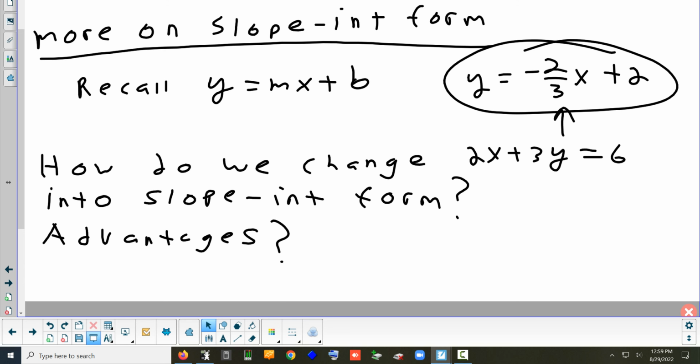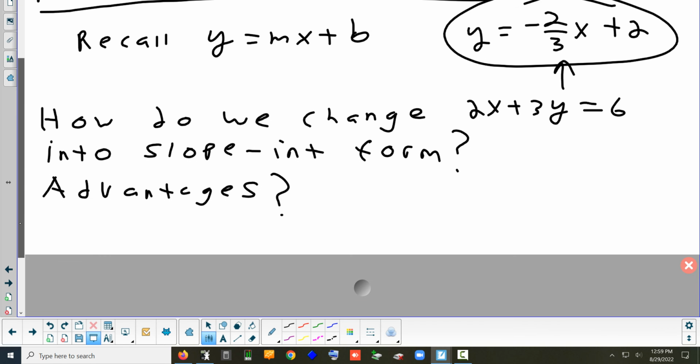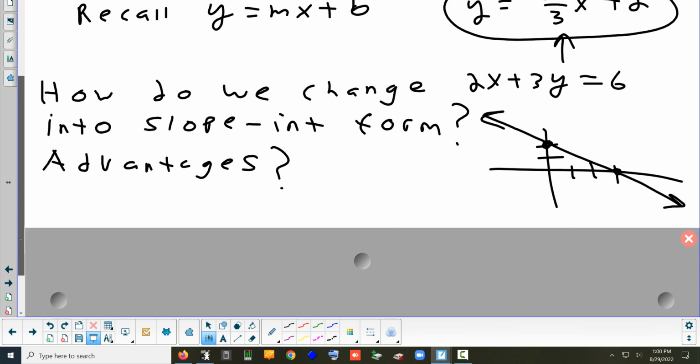What's the advantage of writing it that way compared to 2x plus 3y equals 6? It's not that the other one's wrong, but yep, pardon? You can graph it from that. Yep, it's a lot easier to graph. I know I have a y-intercept at 2, and my slope is down 2, right 3. Easy to graph. Not that you can't graph it the other way, but most people find graphing in y equals mx plus b pretty straightforward.